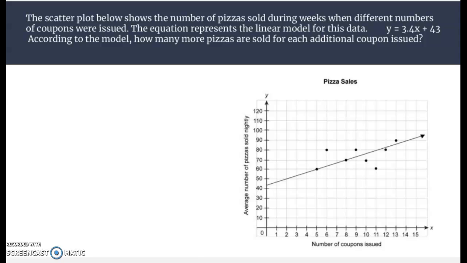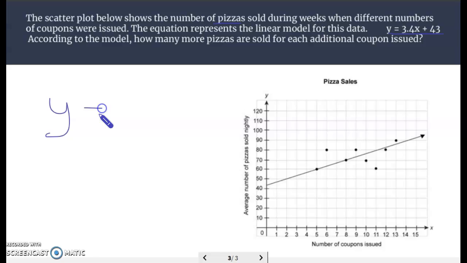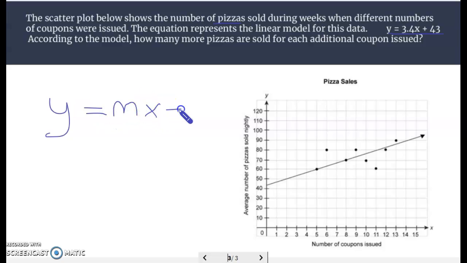Let's look at another one here. The scatter plot below shows the number of pizzas sold during weeks when different numbers of coupons were issued. The equation represents a linear model, y equals 3.4x plus 43. According to the model, how many more pizzas are sold for each additional coupon issued? Now, it's not very obvious from the wording of the question, but what the question is asking for, for each additional coupon, is the rate.